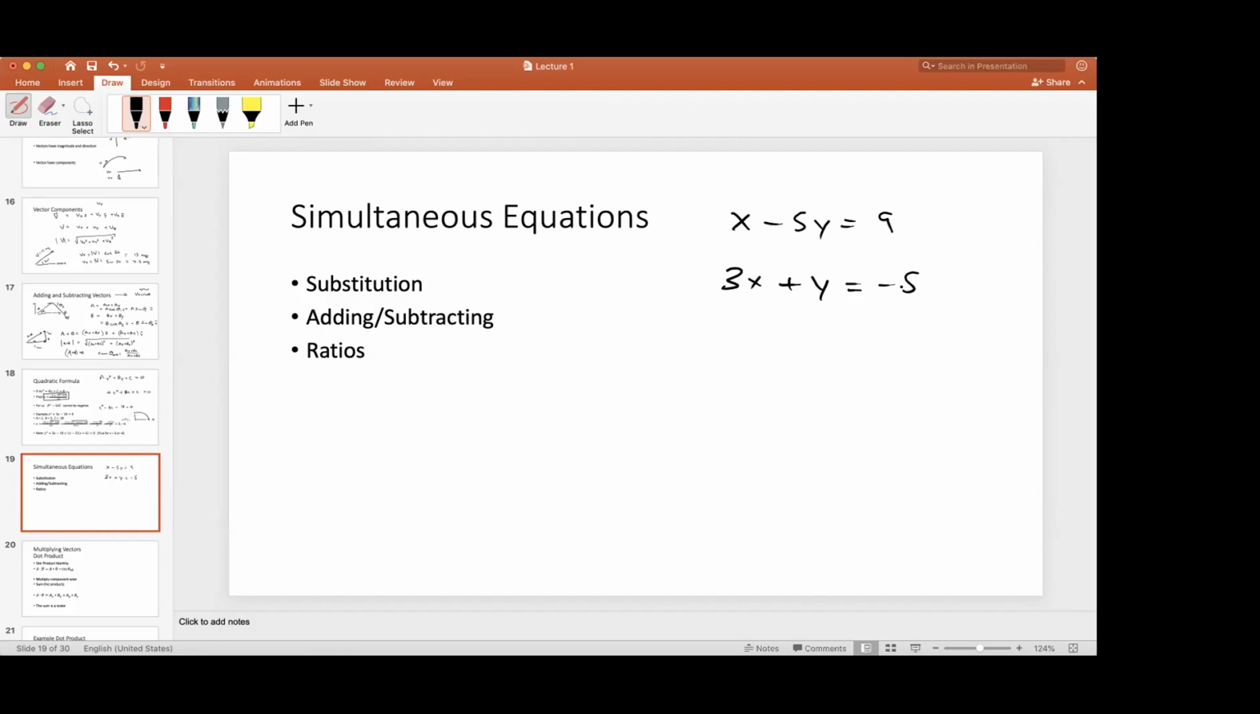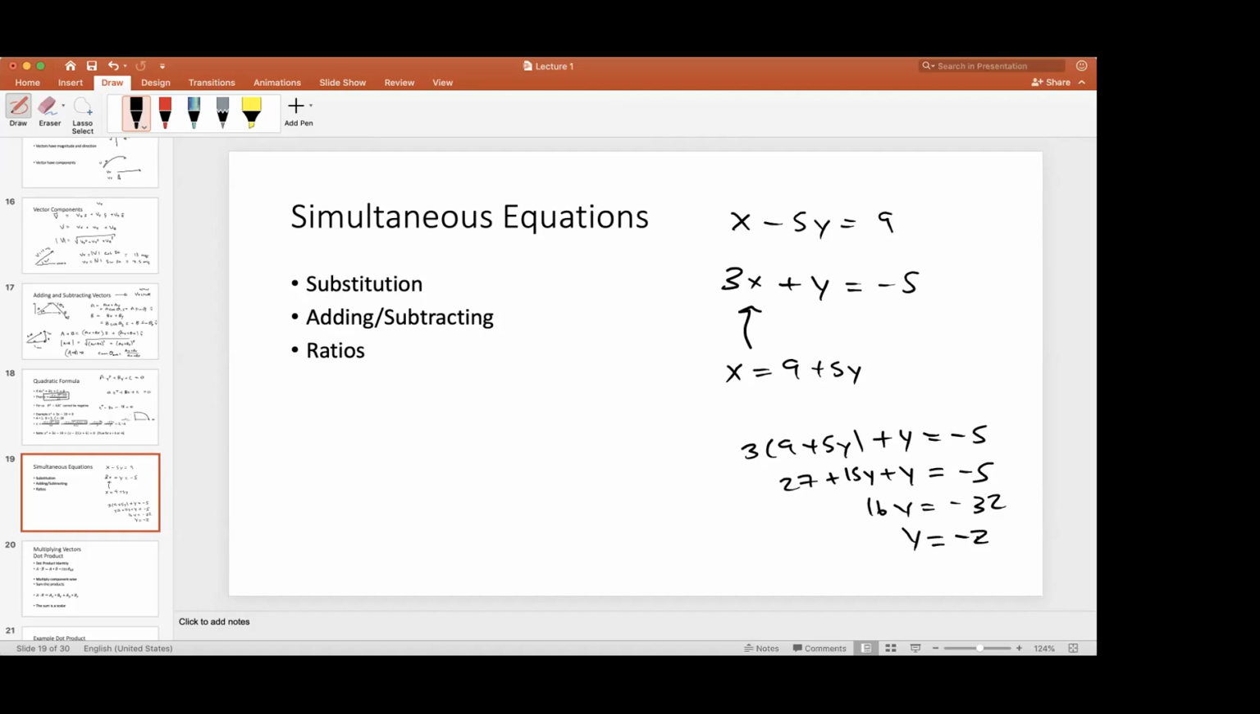You could have more equations than unknowns. You could have 5 equations and only 1 unknown, and then you could choose whichever one you wanted to solve it. But you at least need the same number of equations as unknowns. In this case, that's what we have. So we can solve the top equation for x, and we get that x is 9 plus 5y. We can put that in for x in the second equation. So we get 3 times (9 plus 5y), plus y, is equal to -5. This is 27 plus 15y plus y is -5. If I move the 27 over and put these together, I get 16y is -32, and y is -2.